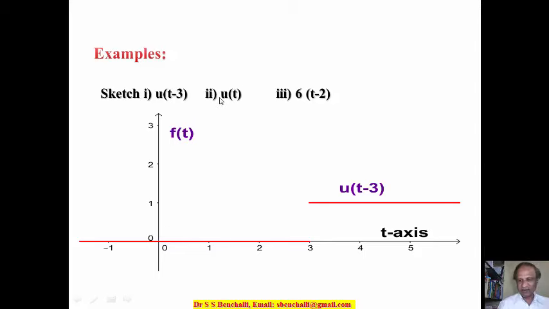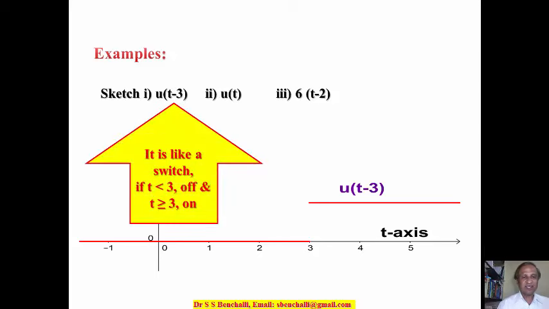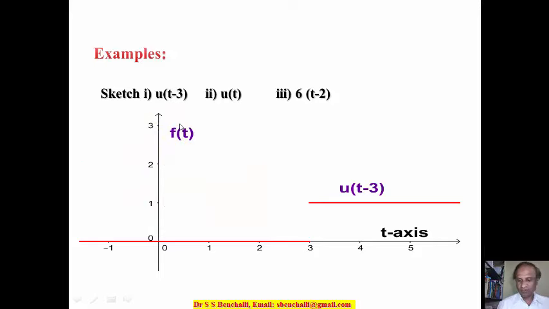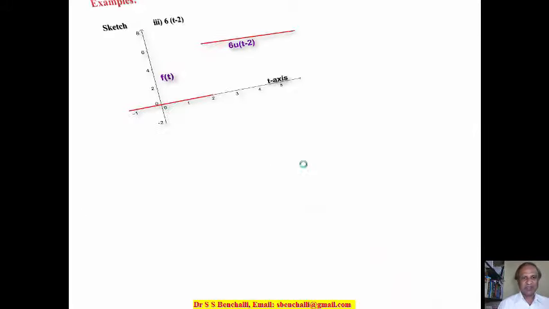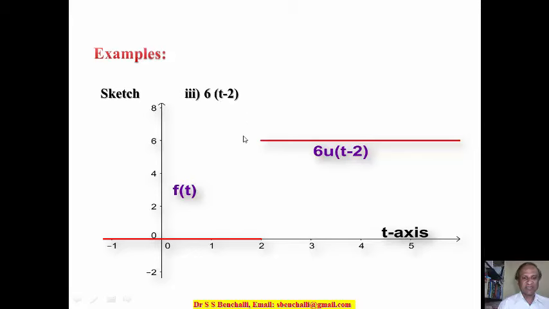Is it clear? Or I can say that u of t minus 3 is just like a switch, right? If t is less than 3, it is off. When t is greater than or equal to 3, the switch is on. So that is the meaning of u of t minus 3. Is it clear? How are we going to define u of t? It is as good as the unit step function. When t is less than 0, it is 0. When t is greater than 0, it will maintain 1 unit height. Exactly in the similar way, you can define 6 times u of t minus 2.